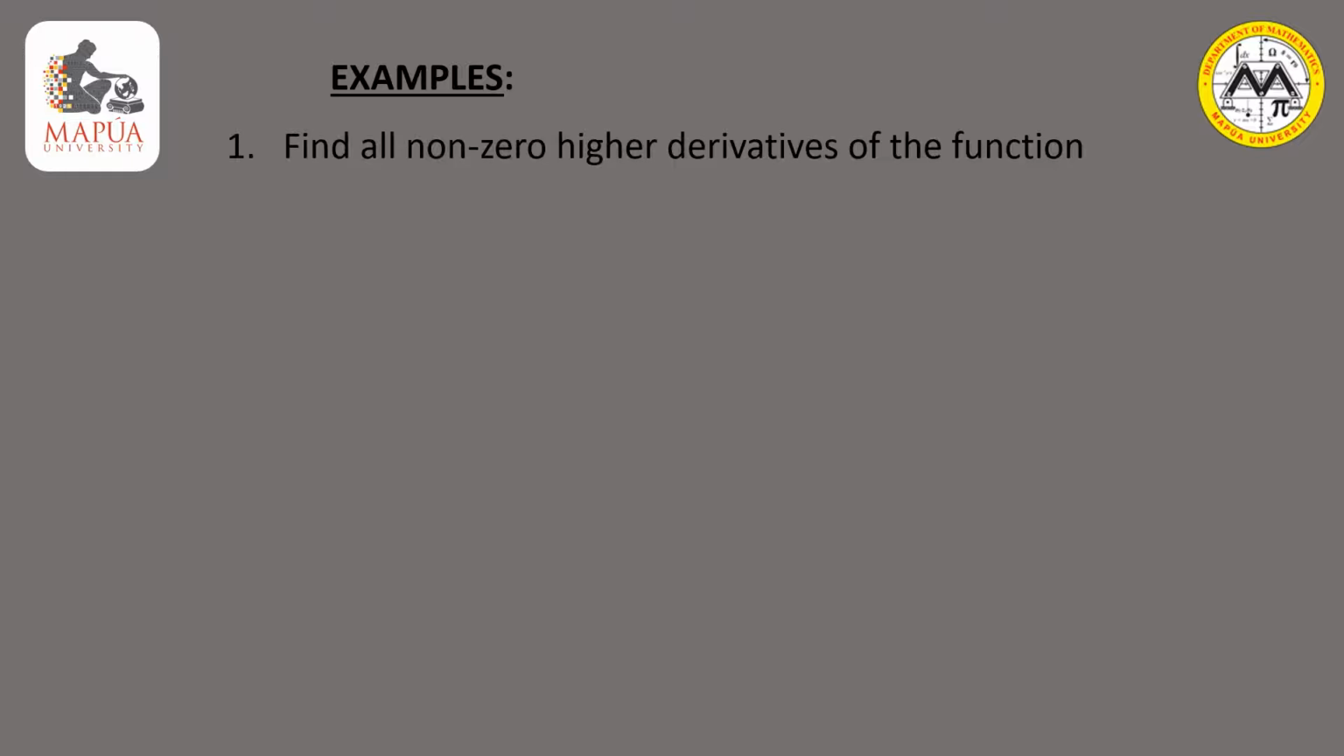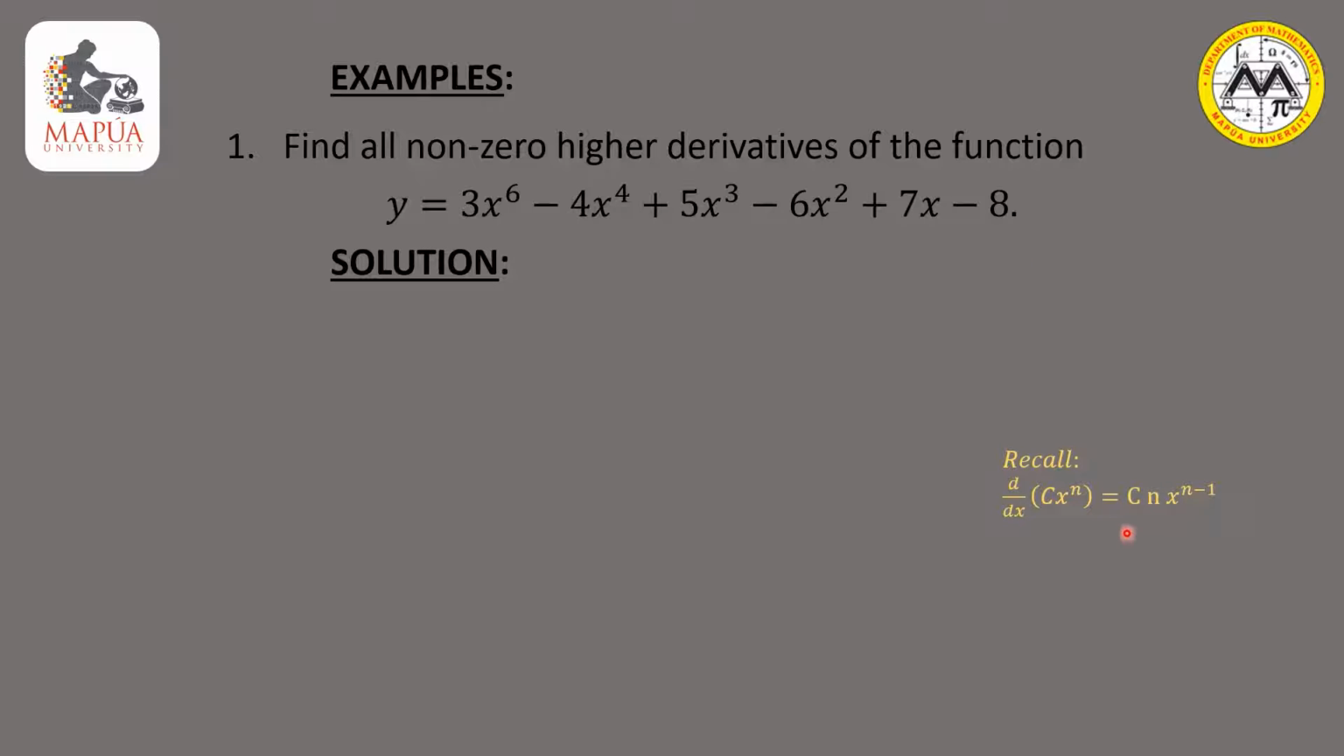In this example, we would like to find all the non-zero higher derivatives of the function y equal to 3x to the 6 minus 4x to the 4th plus 5x cubed minus 6x squared plus 7x minus 8. In differentiating this expression, we will be applying the rule for differentiation of a power of x, where the derivative with respect to x of a constant c times x to the n is given by c times n times x to the n minus 1. Recall that the derivative of a constant is just equal to 0.